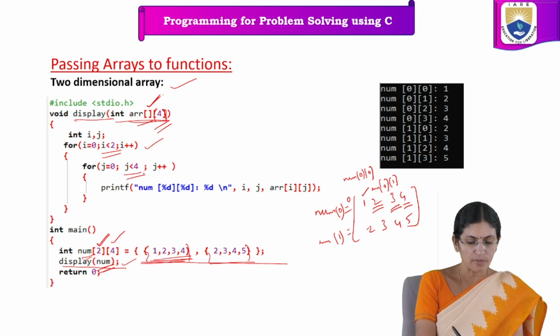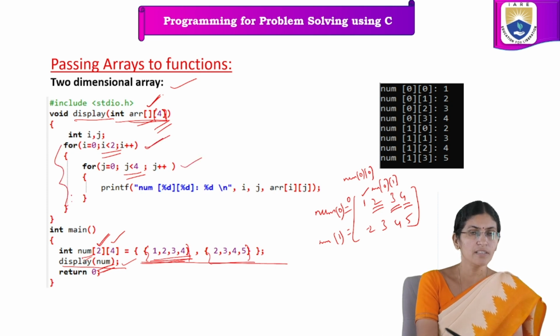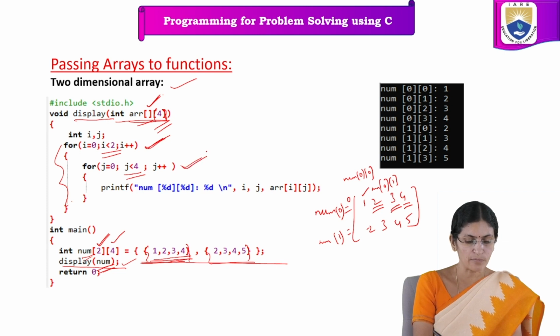And this will iterate. This is the outer loop and this one is the inner loop. So this is a nested loop where we have an outer loop and an inner loop. The inner loop will run 4 times. The outer loop will run 2 times.